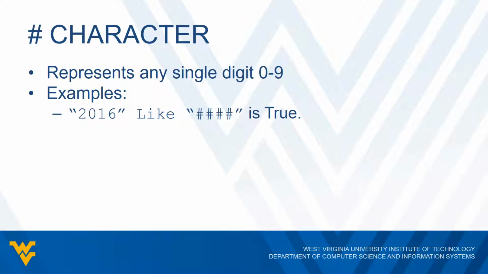Here we're going to see if 2016 is like pound, pound, pound, pound. What our pattern is saying is, does our string contain exactly 4 digits? If so, then it matches our pattern. Well, we have 2016, so sure enough, it does match our pattern, so this is going to be true. Let's try this example. Does this match our pattern? The answer is no, because the problem here is we have the A in the third character. That is not a digit, so it does not match the 4 pound sign pattern. So this is going to be false.